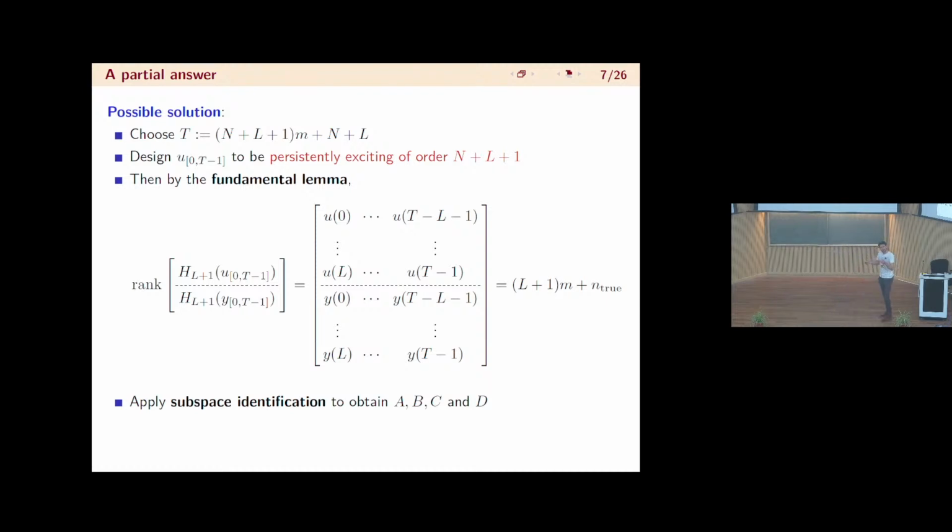I hope you agree that this would be one way to generate an experiment from which you can finally identify the system up to state space transformations. But you see that one of the downsides of that possible solution is that you have to choose this T, the time horizon of the experiment, to be fairly large. So my question, or maybe before I ask that question, I could consider an example.